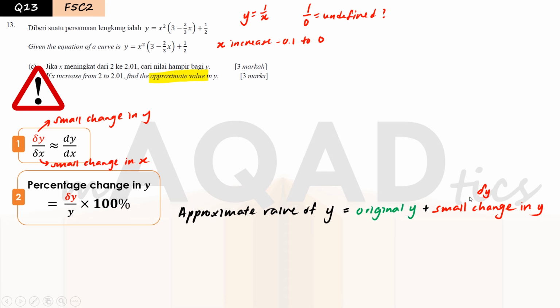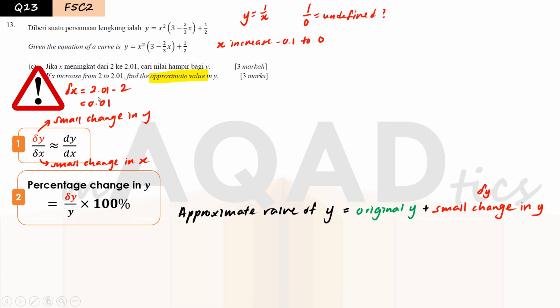Because again, delta y is the small change in y. So let me give you an example of what a small change is. Let's go back to here. It says that x increased from 2 to 2.01, so there is a small change in x. To figure out the small change in x, which is delta x, it would be 2.01 minus 2, which is 0.01. So our small change is positive 0.01.